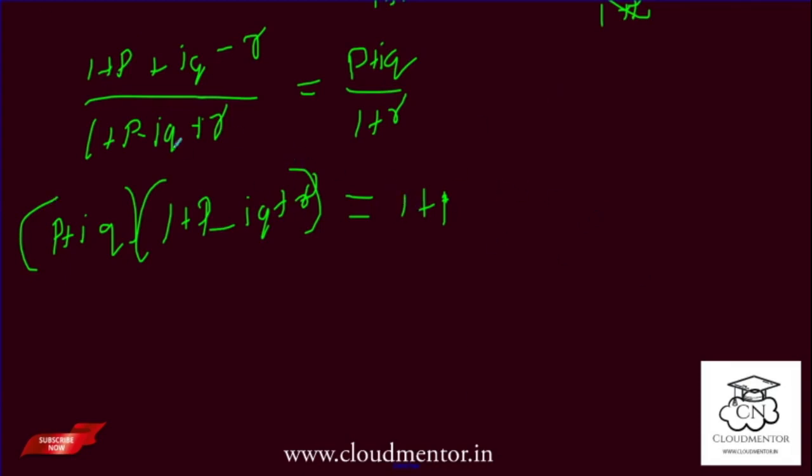1 plus 1 plus p, minus iq plus r, multiplied by plus iq and here it is minus r, sorry, minus r, and it is multiplied by 1 plus r. Okay, that's it. And here also I think I have got it wrong. No, it's wrong, it's right.